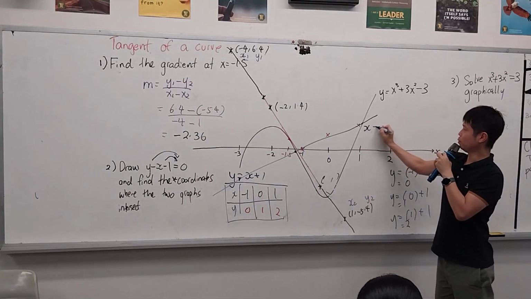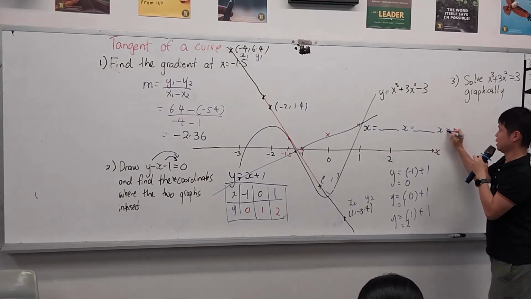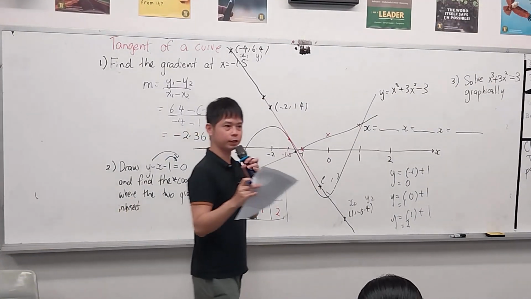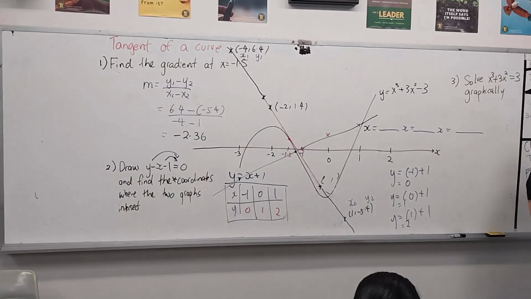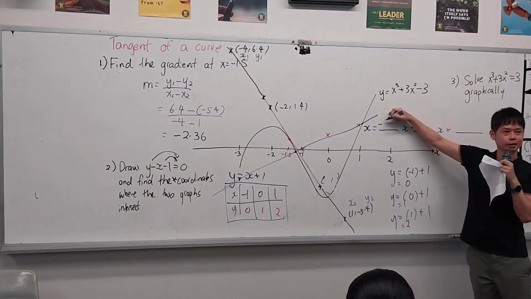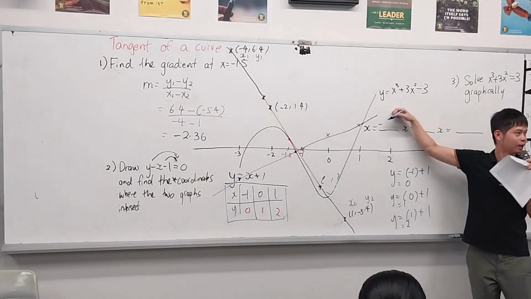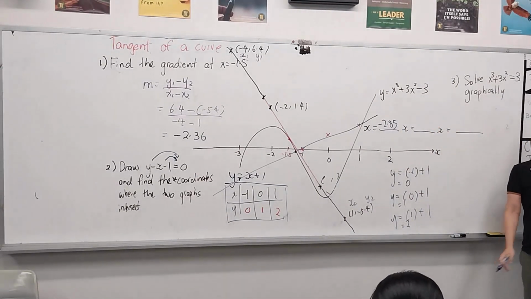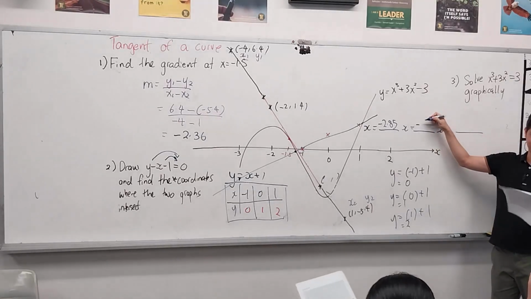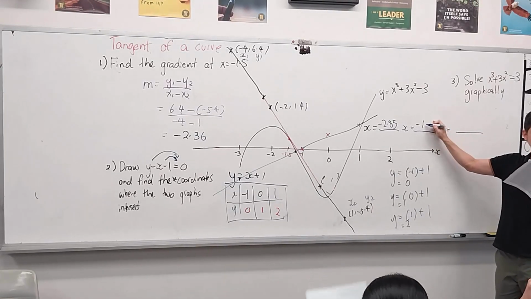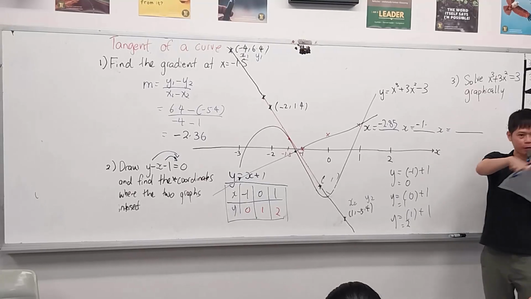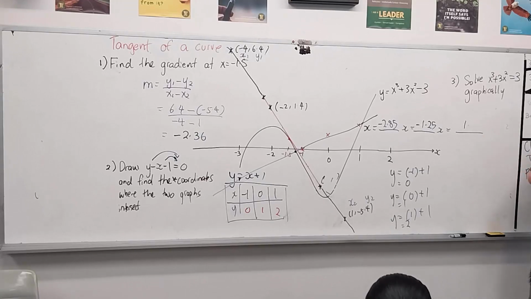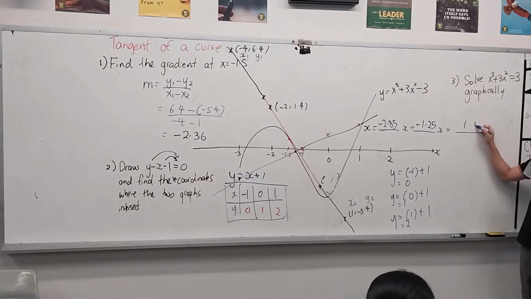Where are the 3 points? 1, 2, and 3. Let's look at the one that's most left. Your answer should be around there. The most left one is negative 3, right? Around there, very good. Negative 2.85. Mine is negative 2.85. Then 1.2, very good. 1.25. Mine is 1.25. 1.22, 1.1. My answer is 1.1.